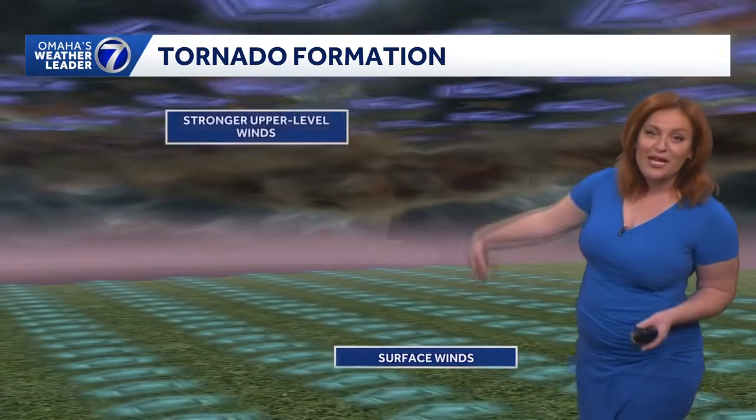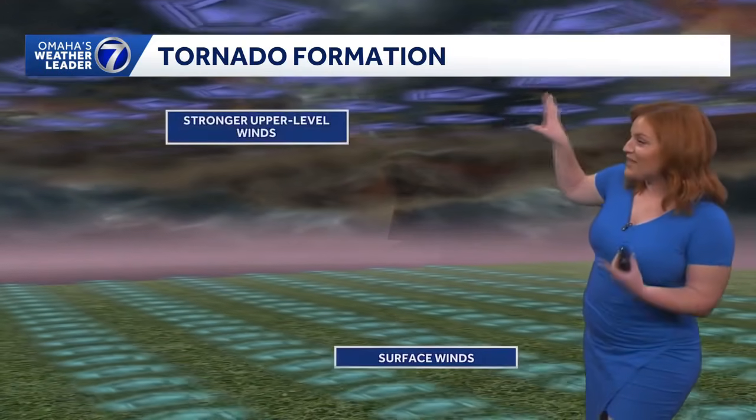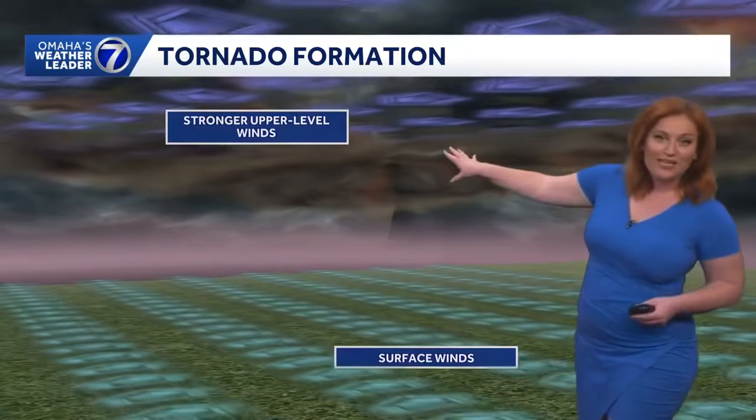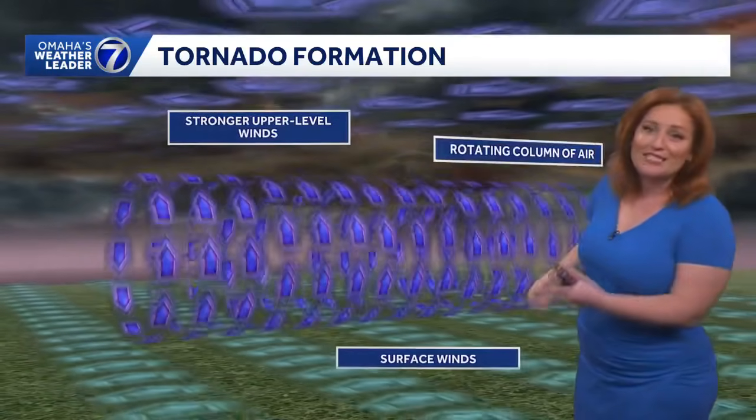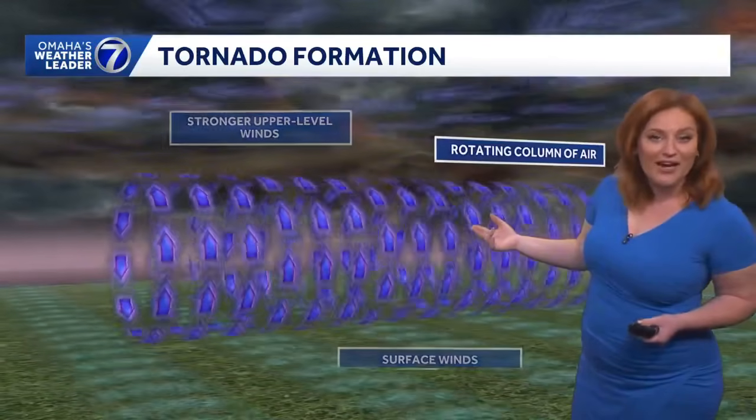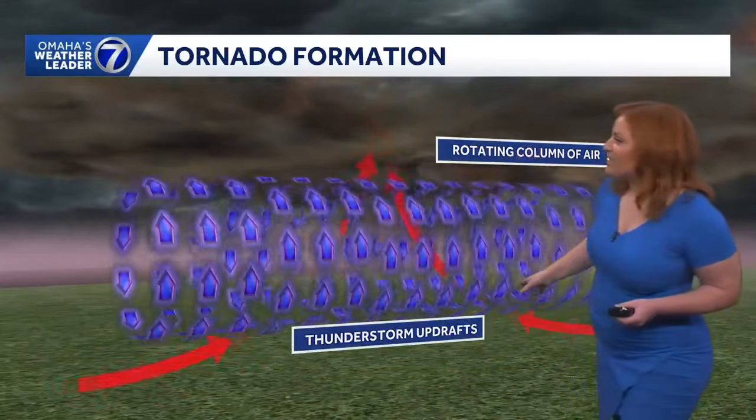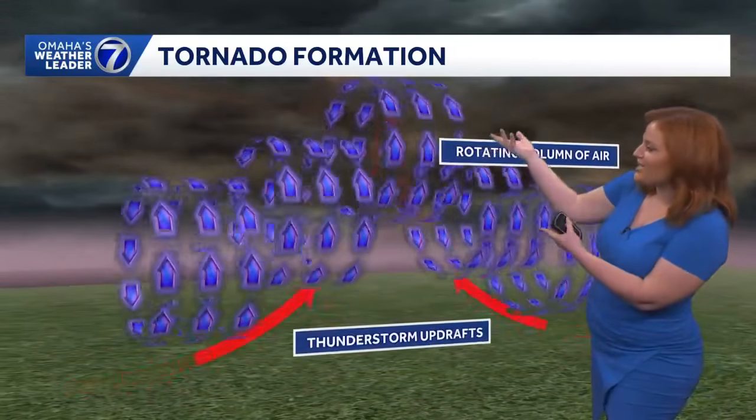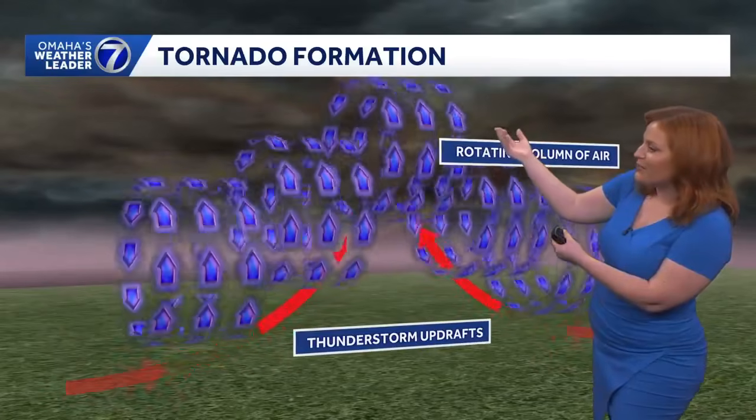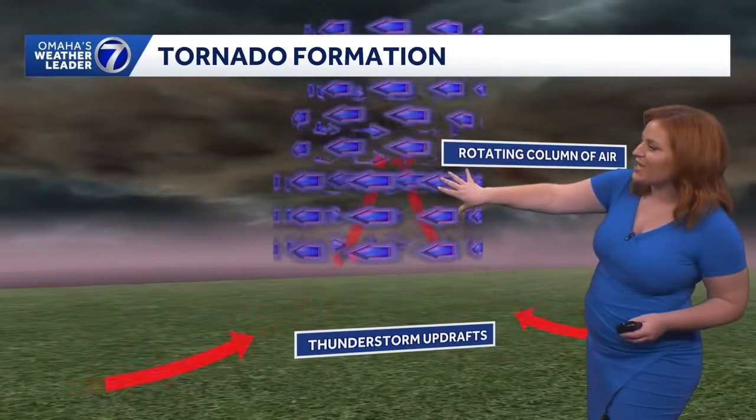Heading into severe weather season, we're here to talk a little bit about tornadoes, starting with their formation. We'll begin with our surface winds, the ones closest to the ground, moving one direction at one speed, but further up in the atmosphere, we have those stronger upper level winds. These combined can sometimes create a rotating column of air. Still not what we need for a tornado yet. Now, thunderstorm updrafts come and can help reach that higher into the upper atmosphere, rotating that column of air.